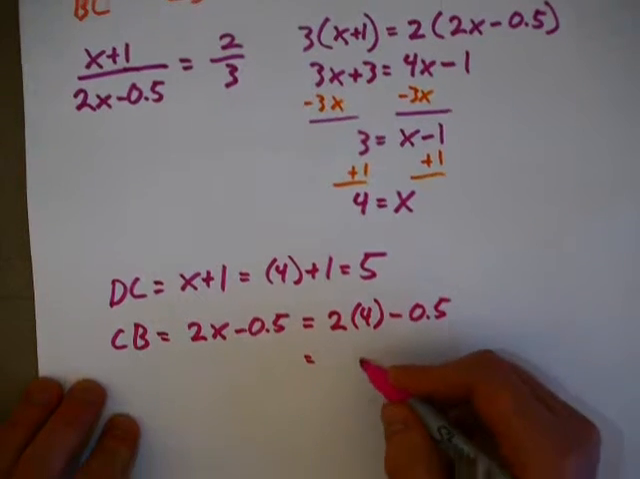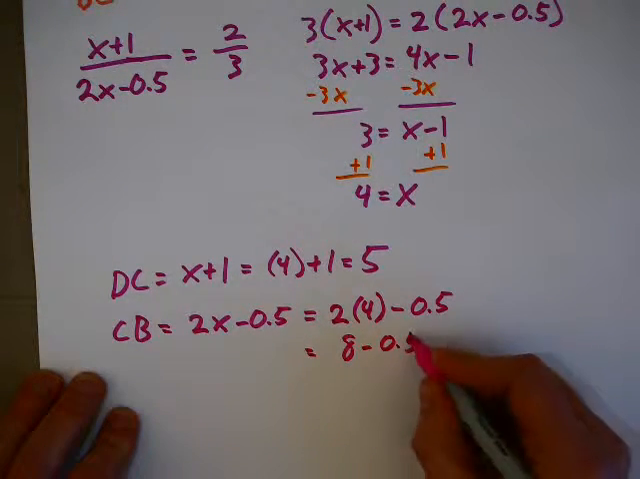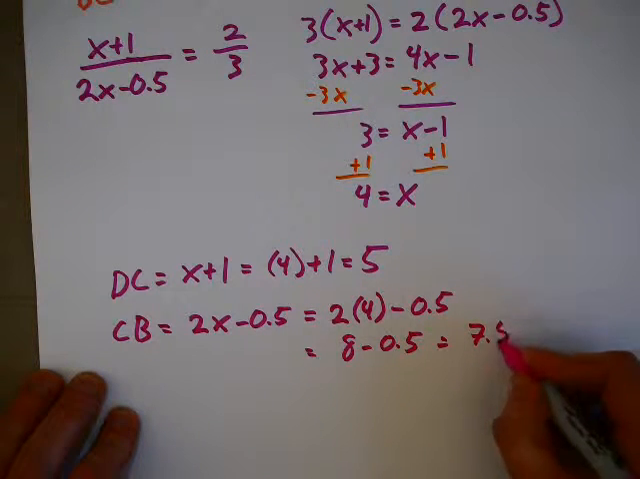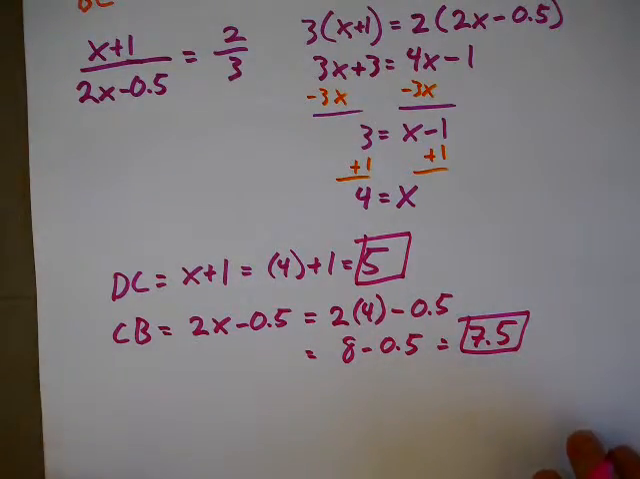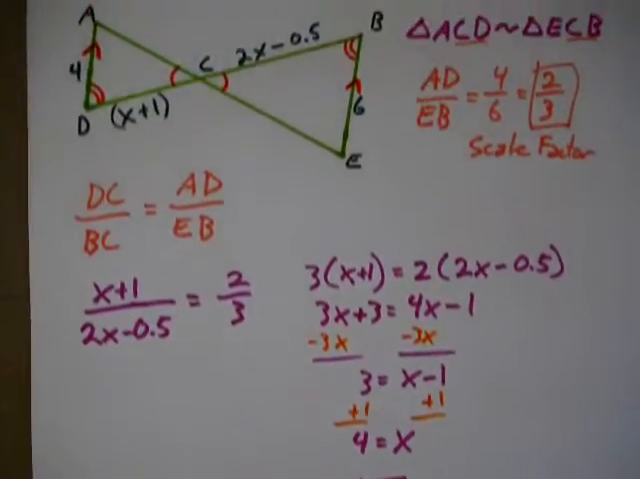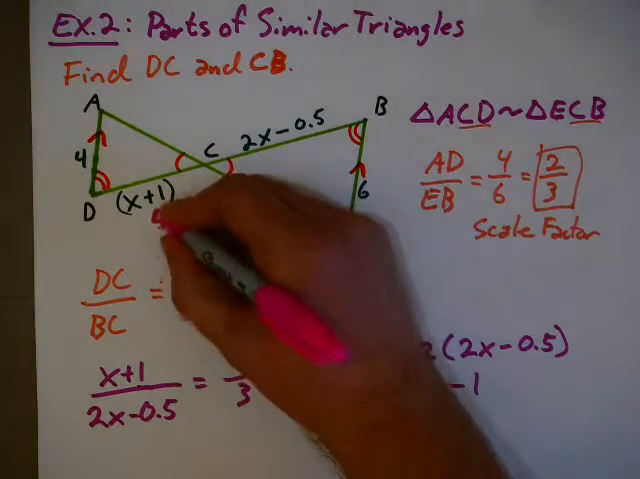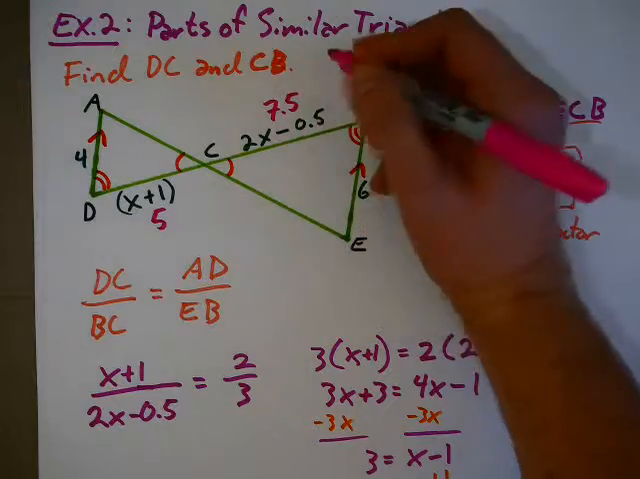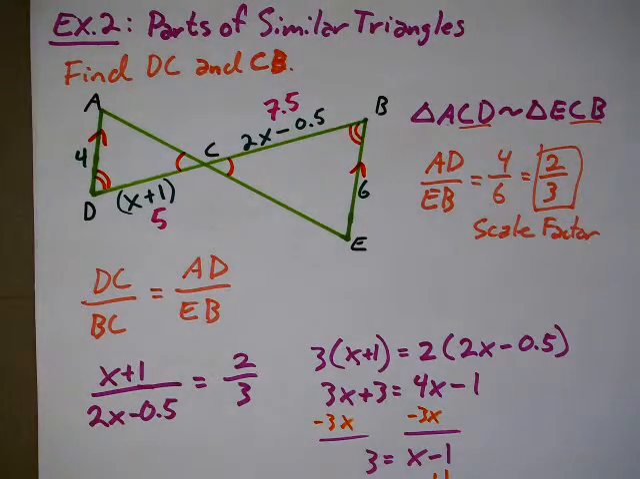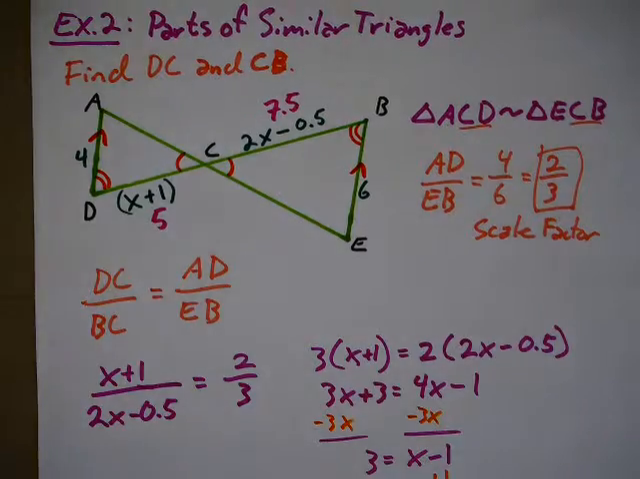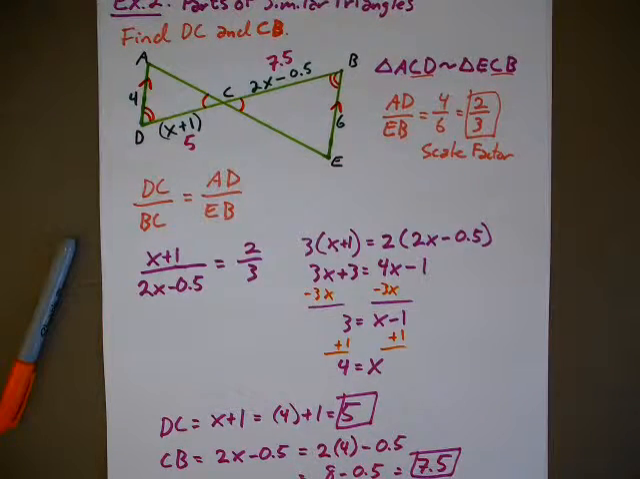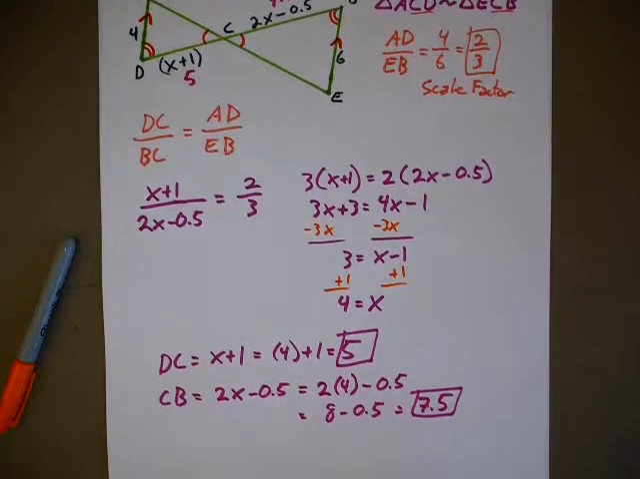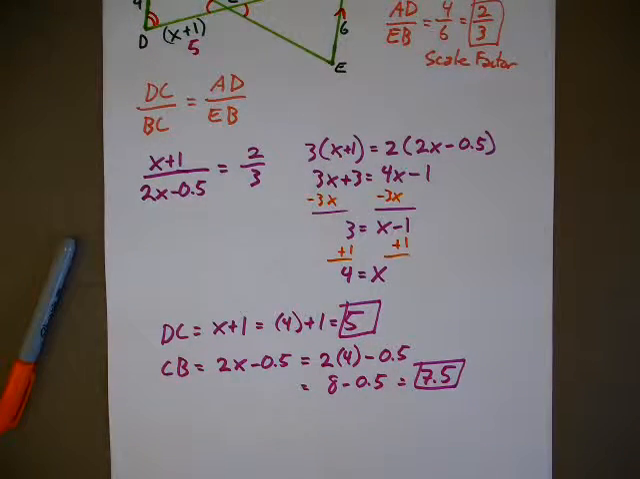So it's going to be 8 minus 0.5, or 7.5. So there's our answers. I can go back up here. So this side right here is going to be 5, and this side right here will be 7.5. So I hope that was helpful. Let me zoom out so you guys can check out this whole thing, or most of it anyway. So we have to set up a proportion, and then solve for x, and then plug x back in to find the sides. So that's all we have for today.